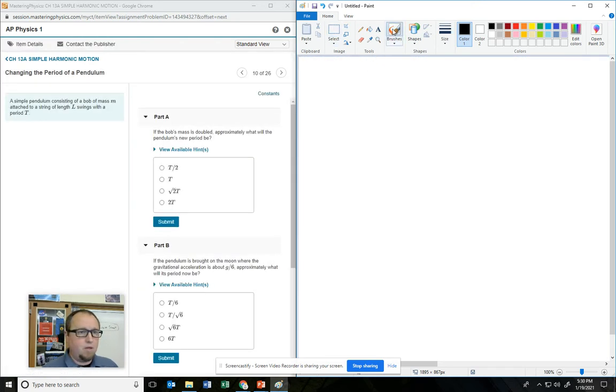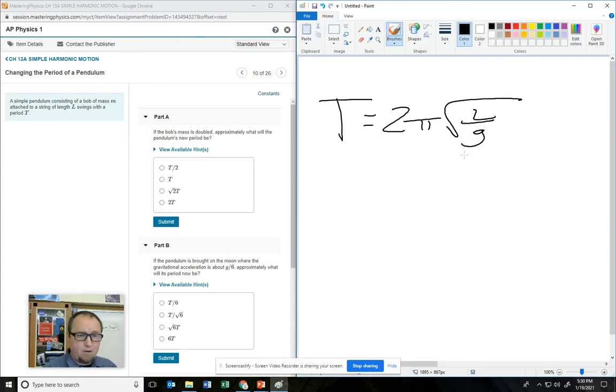All right. A simple pendulum consists of a bob of mass m attached to a string of length L. If the bob's mass is doubled, what's going to happen to the new period? Well, period equals 2 pi square root of L over g. Is mass involved? No. So the period will be the same.